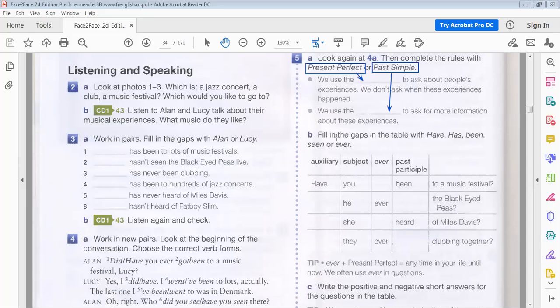Now I want you to complete this table, and we want to use these words: have, has, been, seen, and ever. These are the words we want to use. I'm going to give you a minute. I want you to complete the table and then I'll check it with you. Just a minute, I'll be right back.